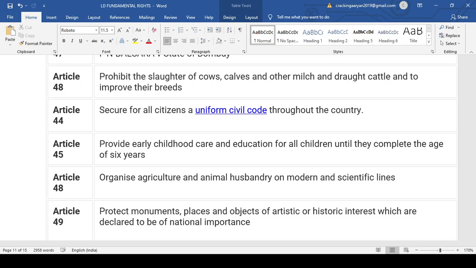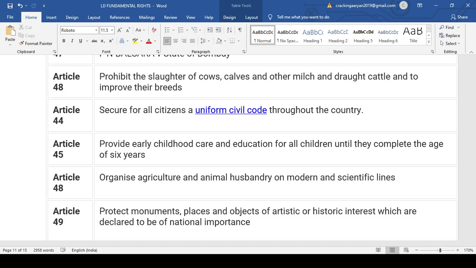So this Uniform Civil Code is a very controversial topic. Article 44. You must debate on this. You must research on this. This is a very good topic to debate, discuss and write an article on. Uniform Civil Code. It says the State shall endeavor to secure for the citizens a uniform civil code throughout the country.